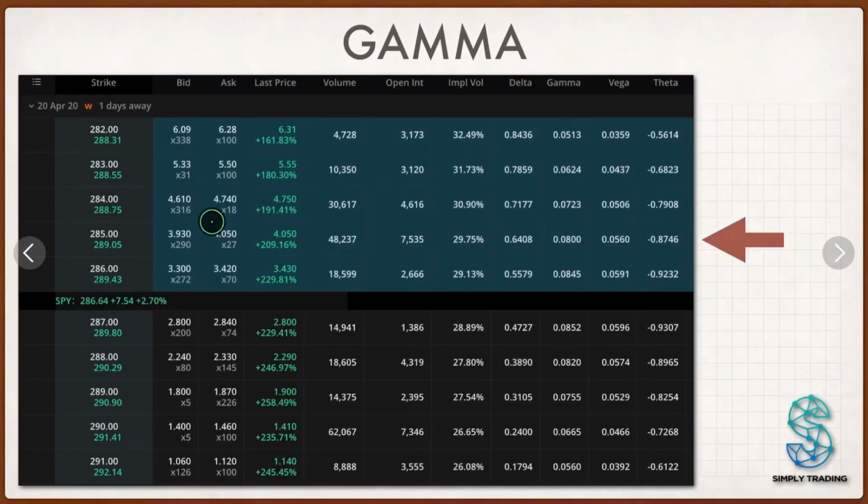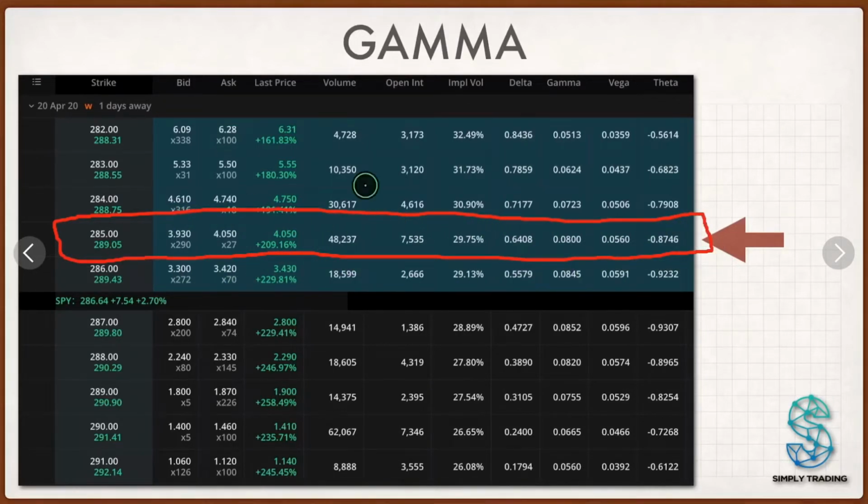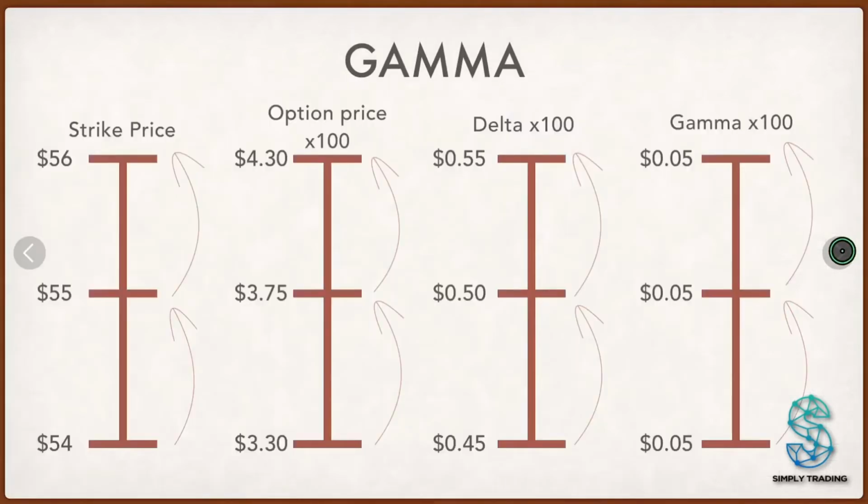Again, we're going to look at this 285. If we look at our gamma right here, we can see that the acceleration, or however much additional value we'll get per dollar increase, is $8. We have an 8-cent gamma, so that means every time after the first dollar increase, we will have $8 in additional revenue.